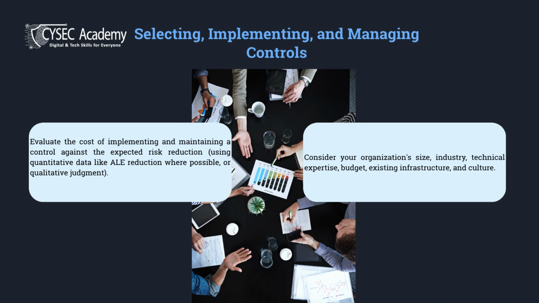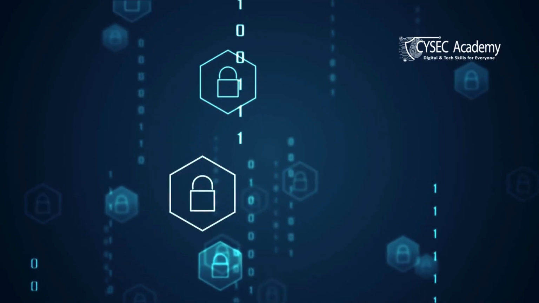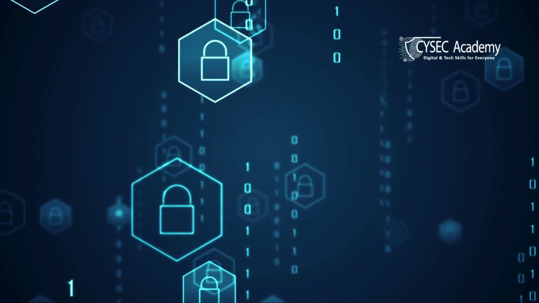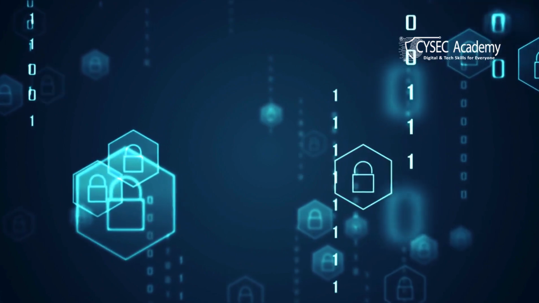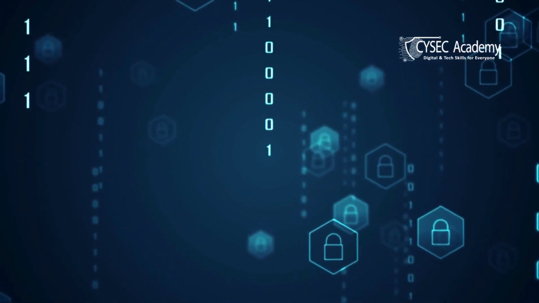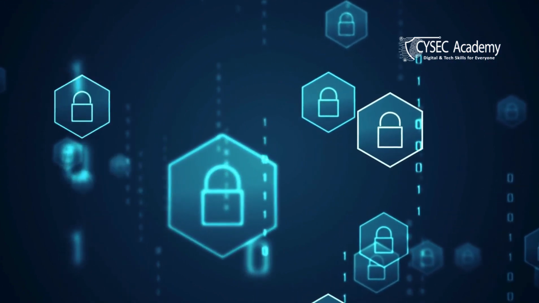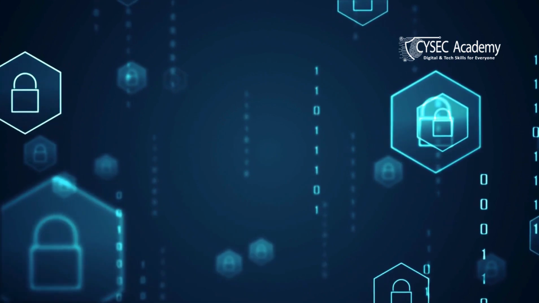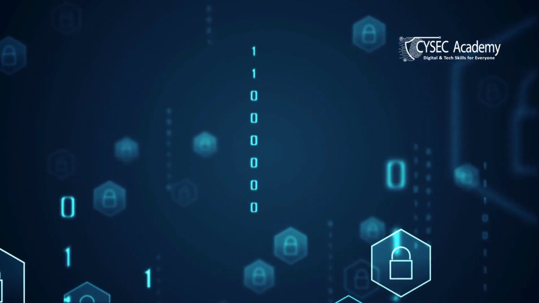Organizational context. Consider your organization's size, industry, technical expertise, budget, existing infrastructure, and culture. A complex, expensive SIEM might be essential for a large bank, but overkill or unaffordable for a small business, which might rely more on simpler logging and administrative controls initially. Consider local availability of support and skills. Defense in depth. Select controls that provide layered protection, assuming no single control is perfect.